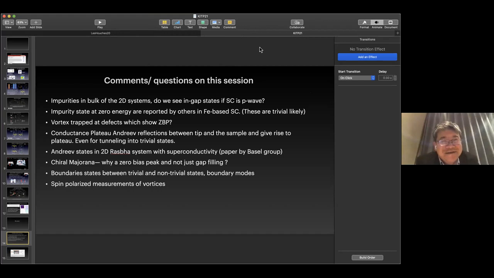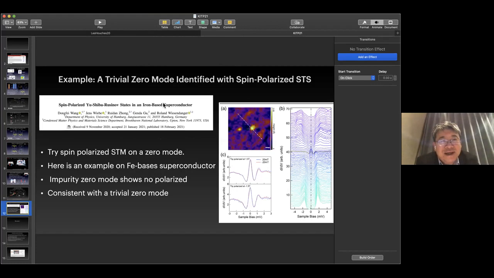on the impurity state on the iron-based superconductor. We have done some work on the same system. In fact, Dongfeng Wang is the first author for our first Science paper, and then he moved on to Germany. So we did a similar experiment, not for the spin resolved, but for the regular one.